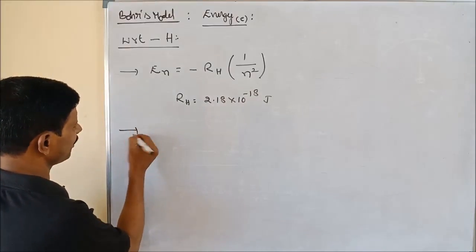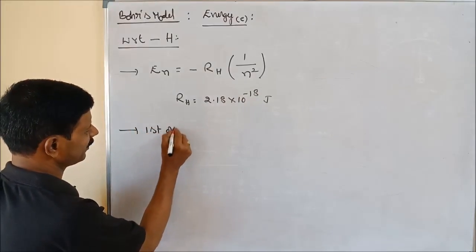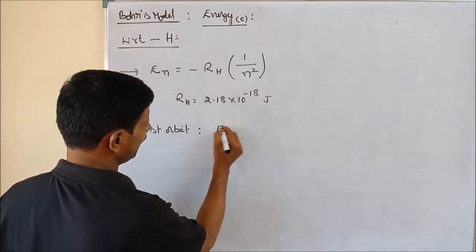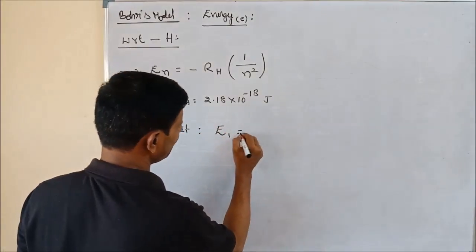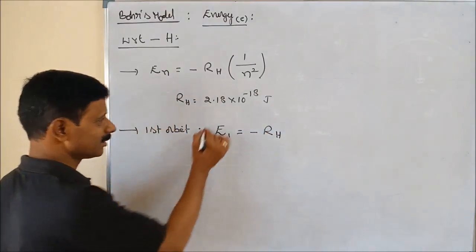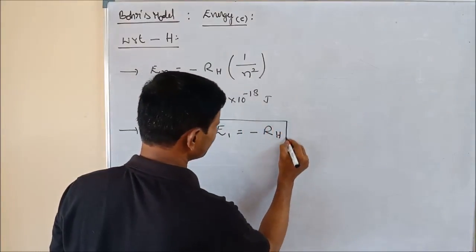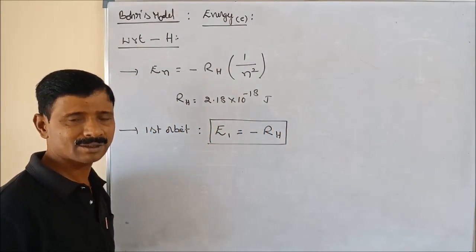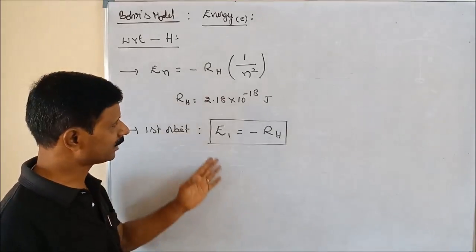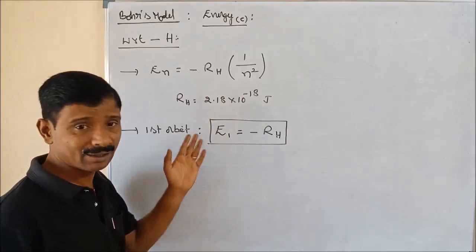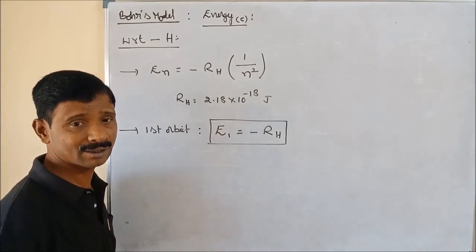Suppose you observe the first orbit of hydrogen atom. In the case of the first orbit, the energy of the electron will be equal to minus RH. Means here the Rydberg constant in joules is nothing but the energy of the electron in the first orbit of hydrogen atom. So, just by having this idea, we already observed this formula in the previous concept.